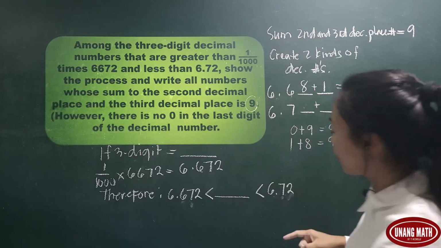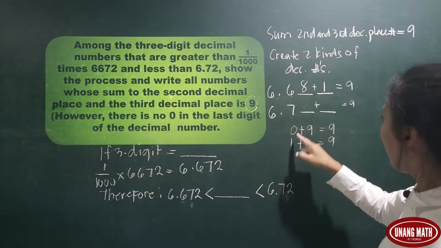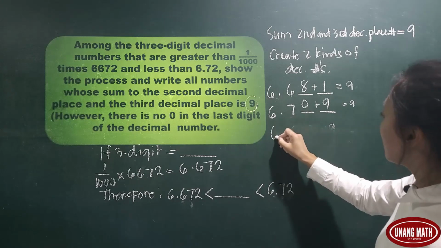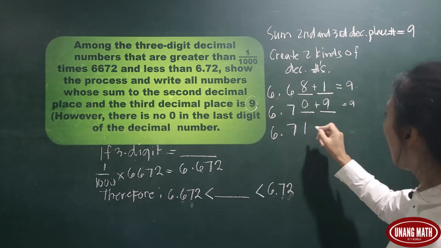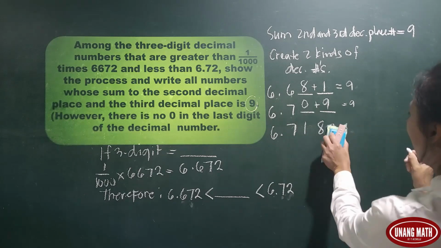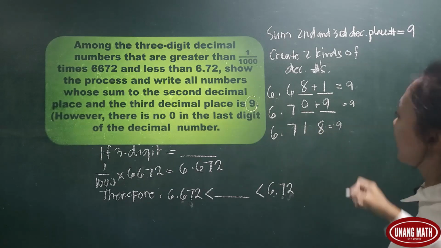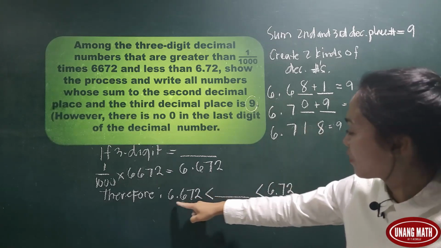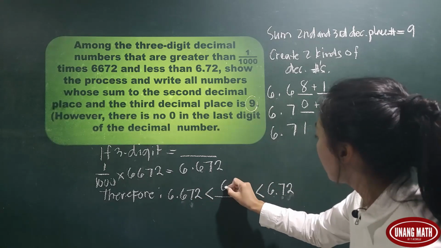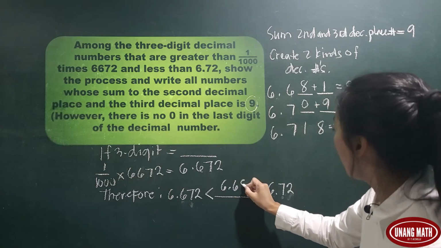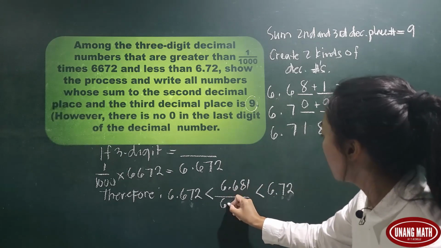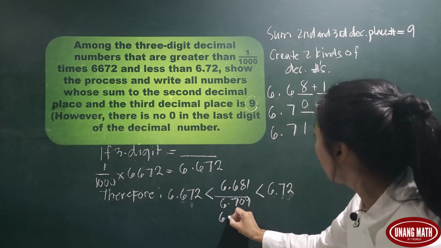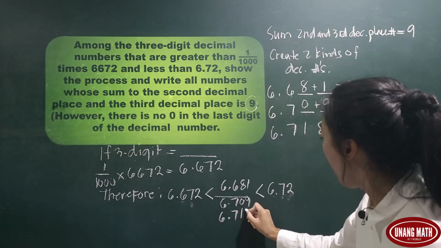Okay, so our answer is 6.709. And 6.718. Okay, 1 plus 8, the answer is still 9. So, ito ang mga decimal numbers na magsasatisfy dito. So, we have 6.681, 6.709, and 6.718.